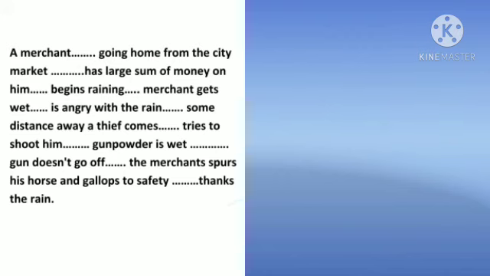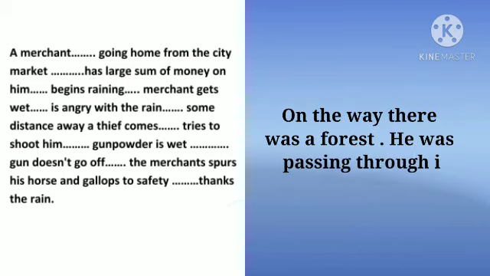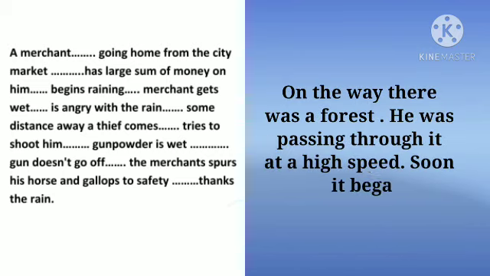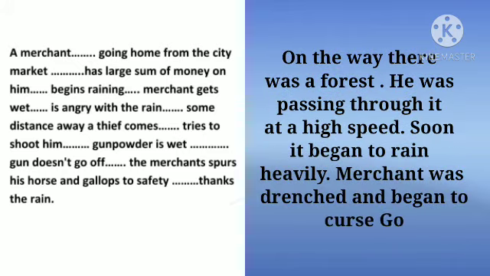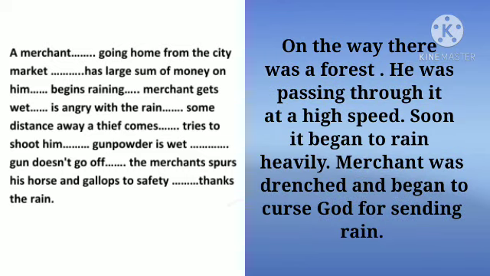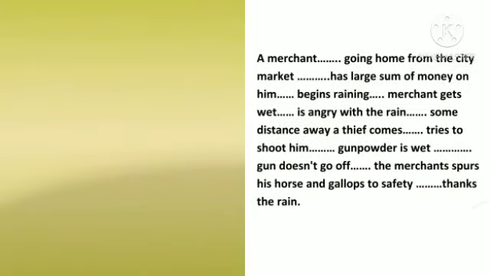You can write, on the way there was a forest. He was passing through it at a high speed. Soon it began to rain heavily. The merchant was drenched and began to curse God for sending rain. Now once again let's read our outline. Here it's mentioned that at some distance away a thief comes, tries to shoot him. Gunpowder is wet. Gun doesn't go off. The merchant spurs his horse and gallops to safety.